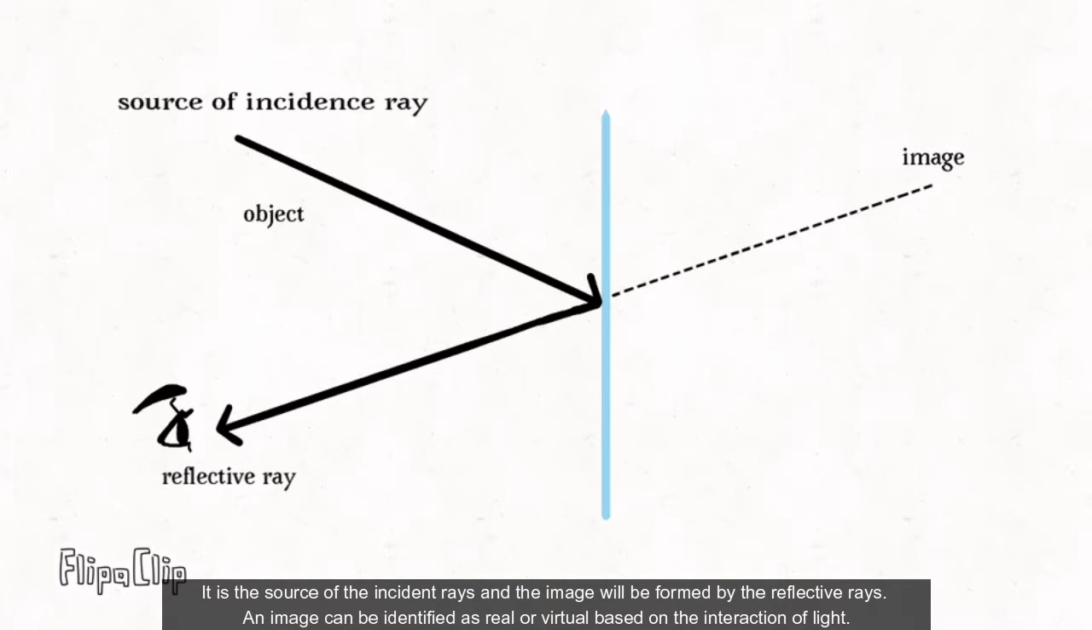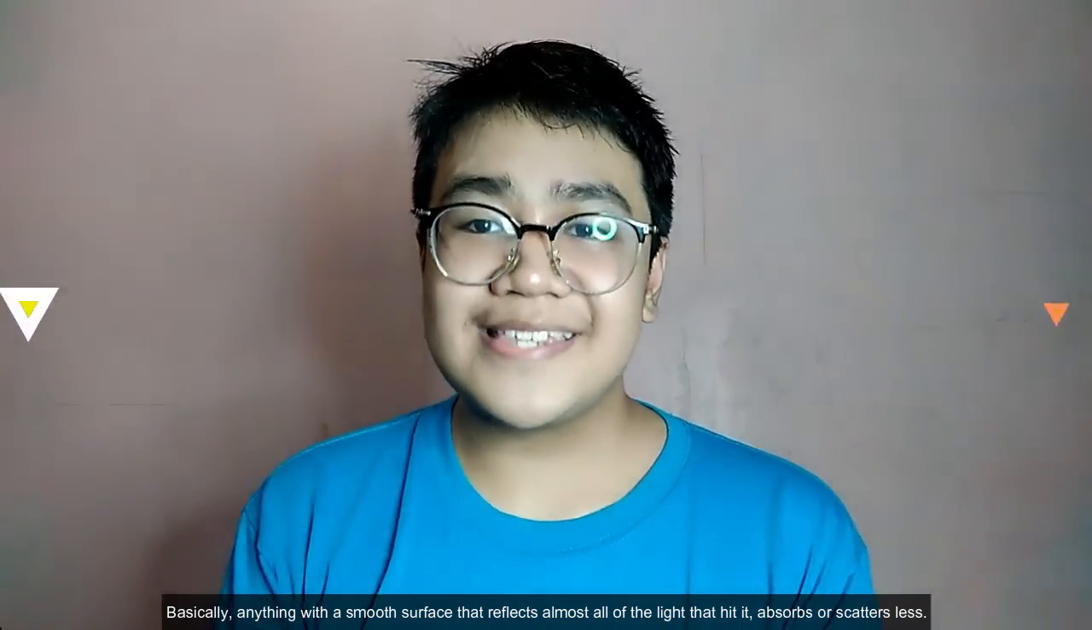An image can be identified as real or virtual based on the interaction of light. A real image is formed when light intersects, while a virtual image occurs when light appears to come from a certain point. Basically, anything with a smooth surface that reflects almost all of the light that hits it, and absorbs or scatters less.